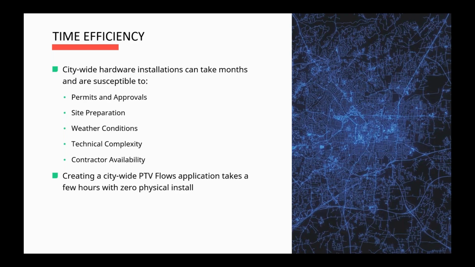So when we're looking at a particular project timeline, these are going to be some of the things that really draw out our budget for time. Now juxtapose that to, for example, PTV Flows, creating a citywide network and getting that situational awareness is instantaneous. Once that application is up and running, which takes just a couple of hours, we get the data immediately. So now our timeline goes from a few months or more to just a couple of hours.